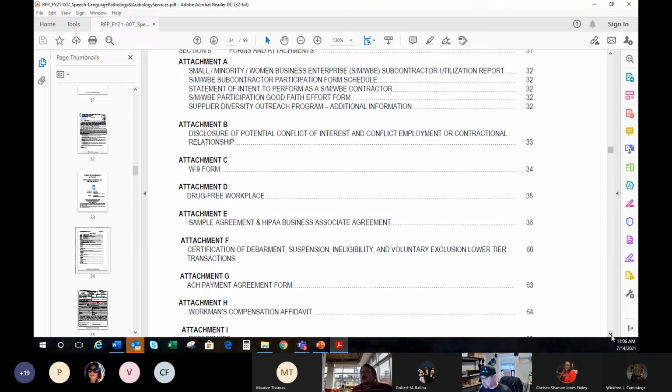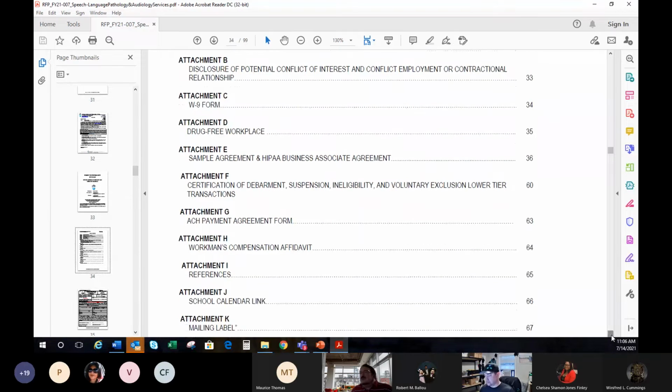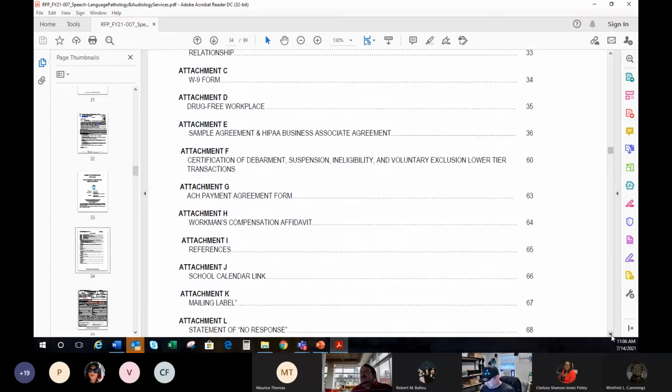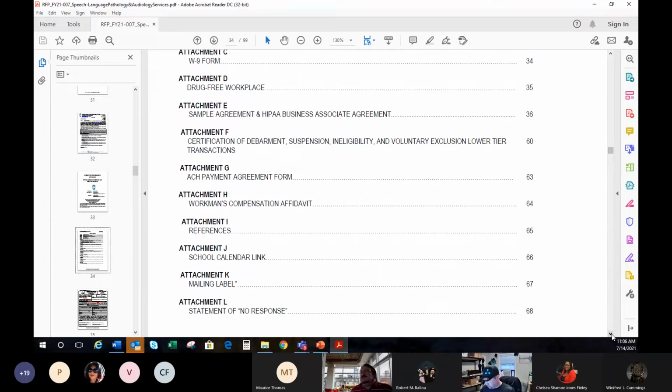Attachment G, we don't put in our RFPs anymore. This is an ACH payment form, and to tell you the truth, that is personal information, and we felt that should no longer be in the RFP. But when you register on our site under the e-procurement website tab, that's when you would put your ACH payment information in there.